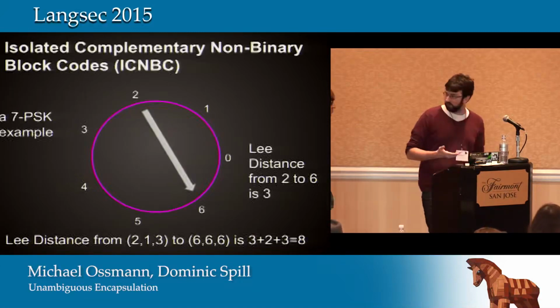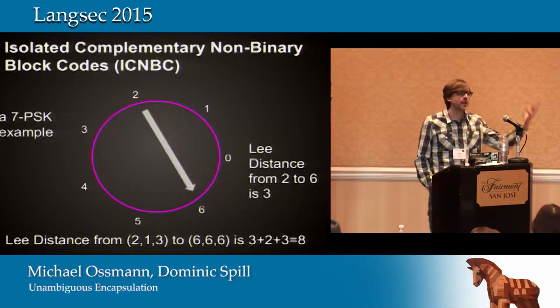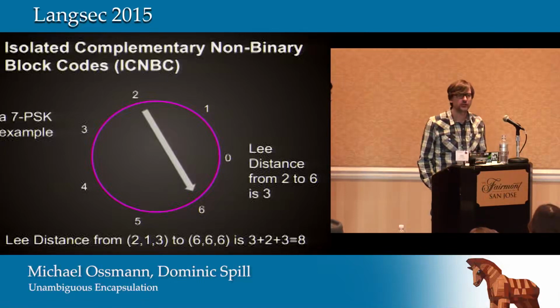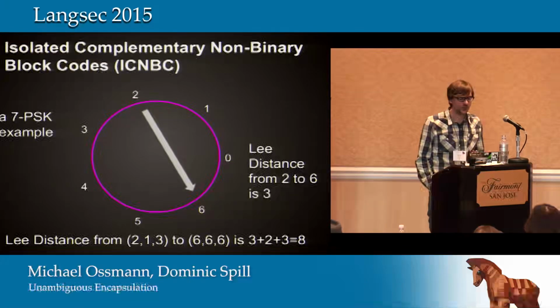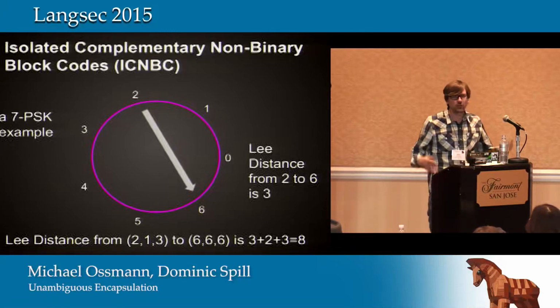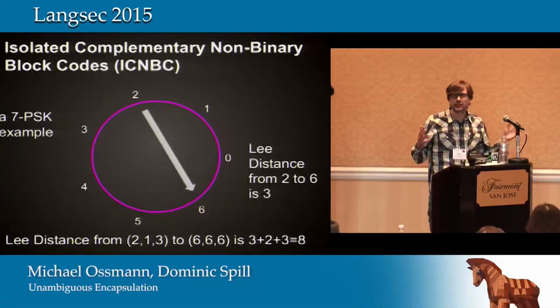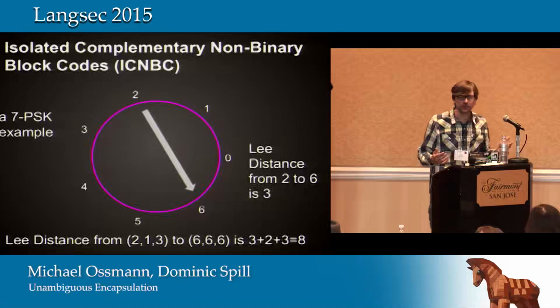Do you want to explain these? Sure. Yeah. So we tried to identify different types of block codes that we thought had properties useful for unambiguous encapsulation. And one of the ones that we decided to look at was non-binary block codes. So instead of a code word being a list of bits, a code word is a list of values that are not binary. In this case, we had values ranging from 0 to 6.